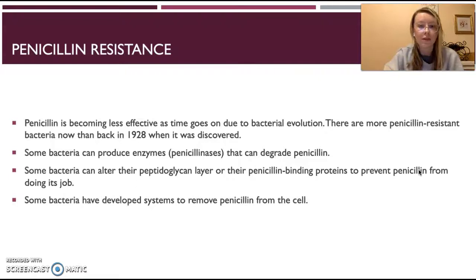Penicillin resistance has been increasing due to bacterial evolution. There's a lot more penicillin-resistant bacteria now than there was back in 1928 when penicillin was first discovered. Some bacteria are able to produce enzymes, which are penicillinases, that can degrade penicillin. Some bacteria can alter their peptidoglycan layer or their penicillin-binding proteins to prevent penicillin from attaching and doing its job. And some bacteria have developed systems to remove penicillin from the cell.